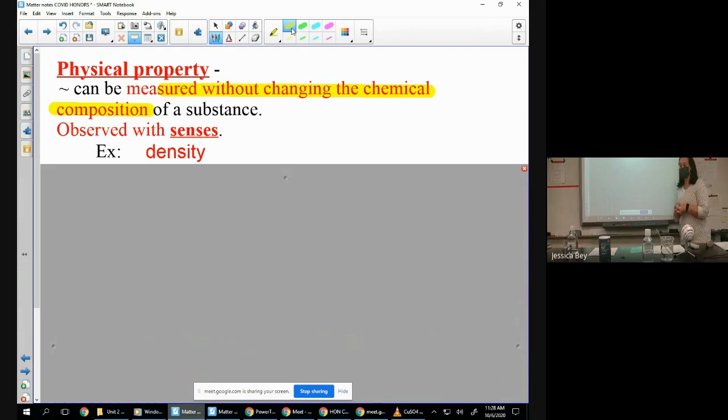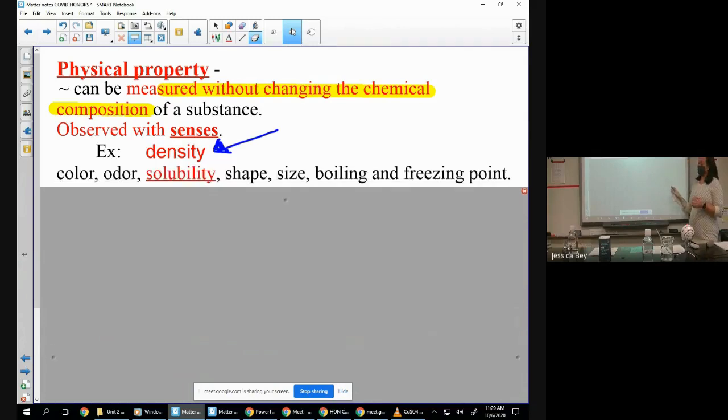Density. I love density because density was a big idea in the last week. So density is going to be, you probably see that on a quiz somewhere. Density is a physical property. It's just the mass divided by the volume. So that is absolutely a physical thing you can measure without changing it. You can jot down any of these or you don't have to. Color, odor, shape, size, boiling point, freezing point, melting point, anything that has to do with physical aspects of the matter. The one that I do want to talk about, though, is solubility.